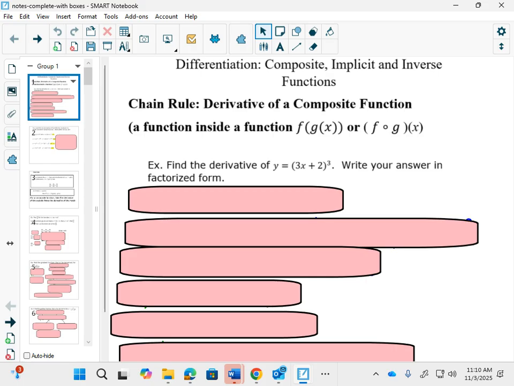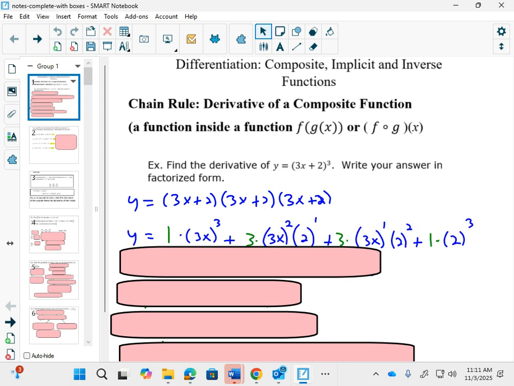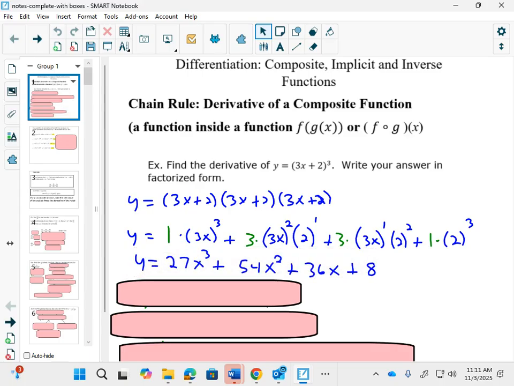So here, I have a 3x plus 2 inside of something being cubed. So the question is, what's the derivative? Right now, we don't know a shortcut to do this. So the only thing we could do is multiply it out, using Pascal's triangle, or whatever way you'd like to. Here I'm using the numbers from Pascal's triangle. And if I simplified that, I would get this.